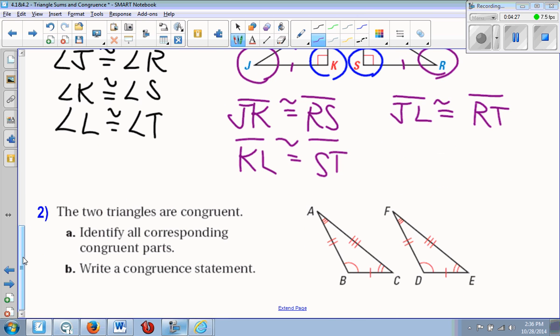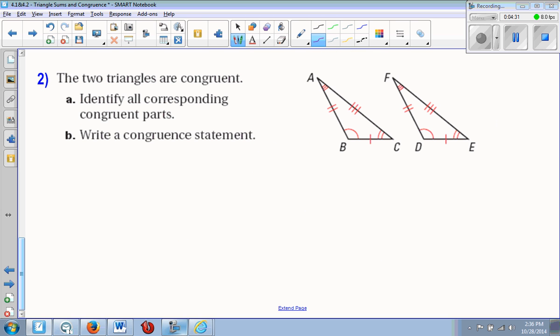If you look down at the next problem, number 2, you can see that you would clearly be able to list all the corresponding parts because everything is clearly labeled. Angle B has a single arc, angle D has a single arc. They go together. C has a double, E has a double. They go together. A has a triple, F has a triple. They go together.